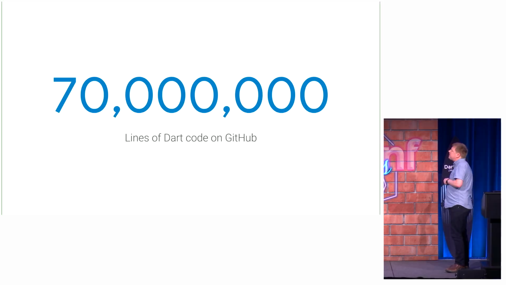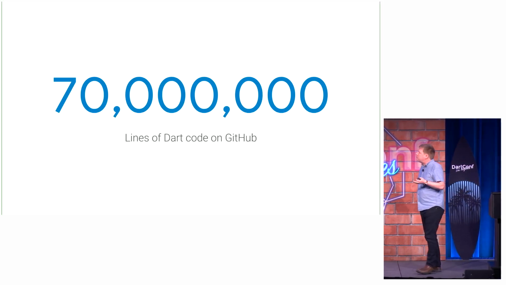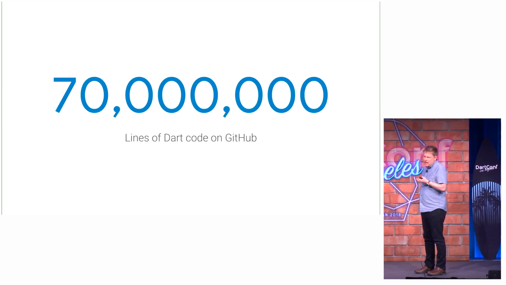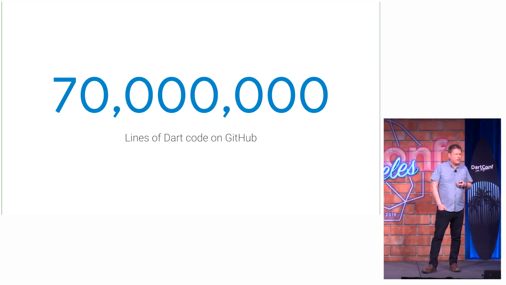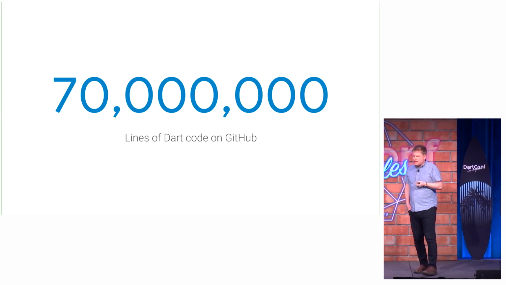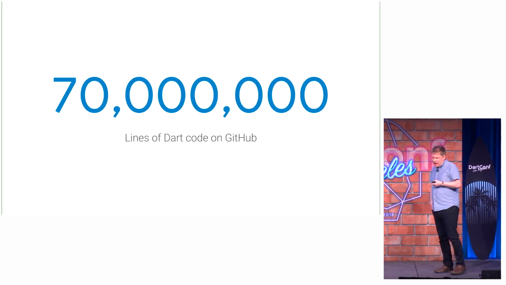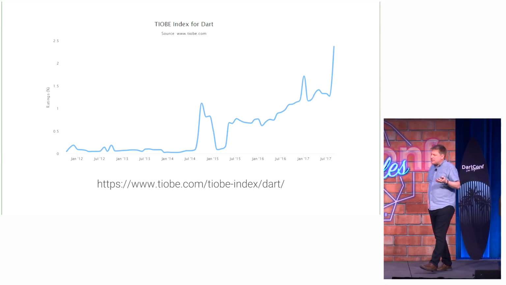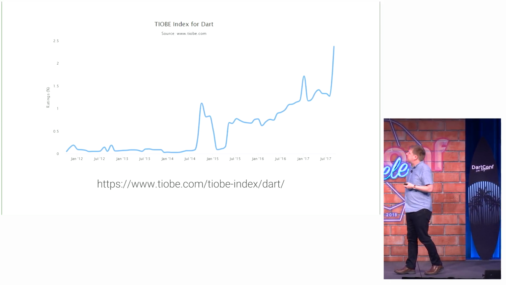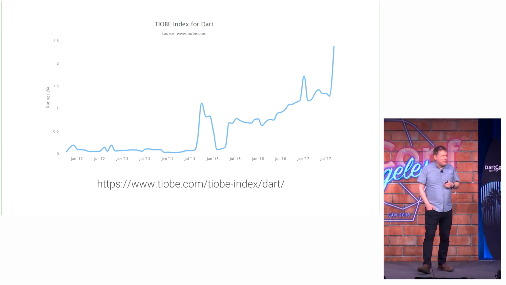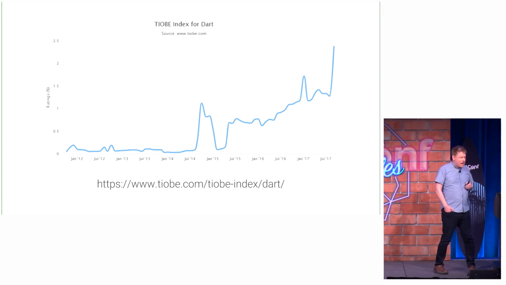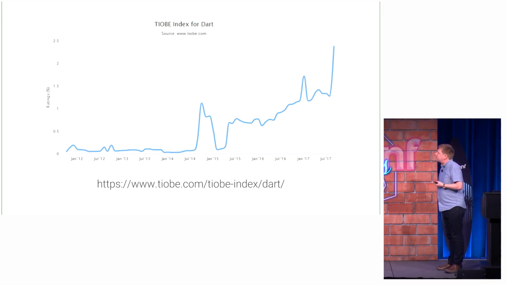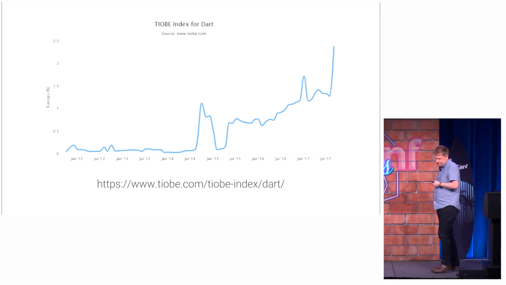As we look across the web, we're seeing evidence that Dart is starting to become popular. We used Google BigQuery to do a scan across the public GitHub corpus to see how many lines of code there were out there with Dart. And we're already seeing that there's over 70 million lines of code out there. You can see that over the last couple of years, Dart is starting to take off. It's not a top 10 language yet, but as you can see from the shape of this Tiobe index, Dart is really starting to climb up the rankings.